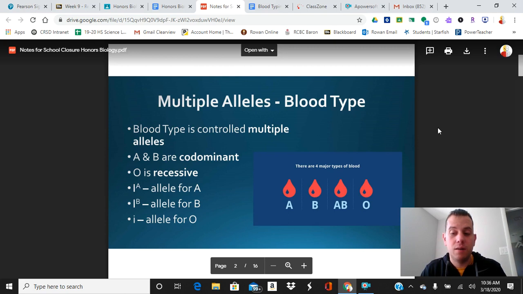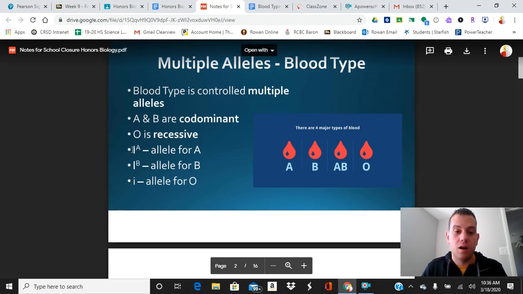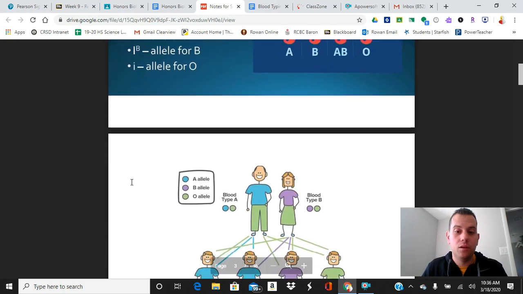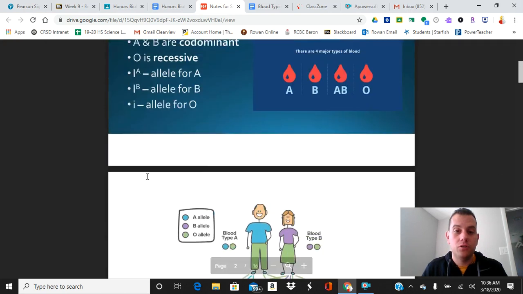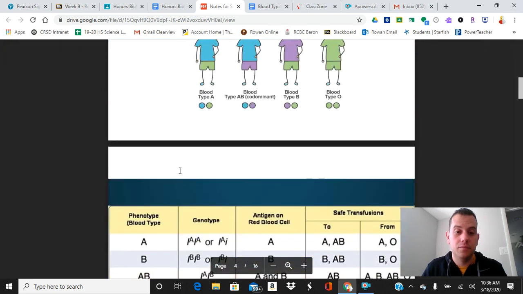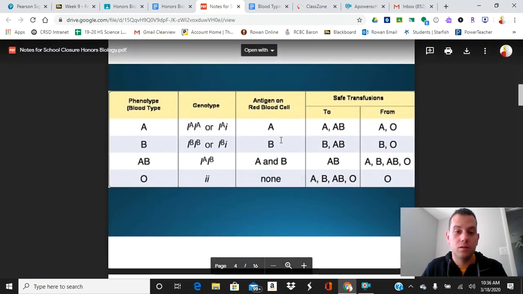Blood type is a type of multiple alleles. The A allele and B allele are codominant. O is your recessive allele. Okay, and we represent this with the letter I, superscript A and B, and then a little i for O. So you can do Punnett squares to determine blood type. Here's all the different combinations.